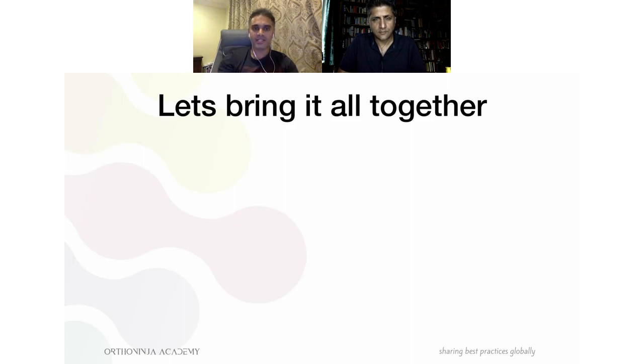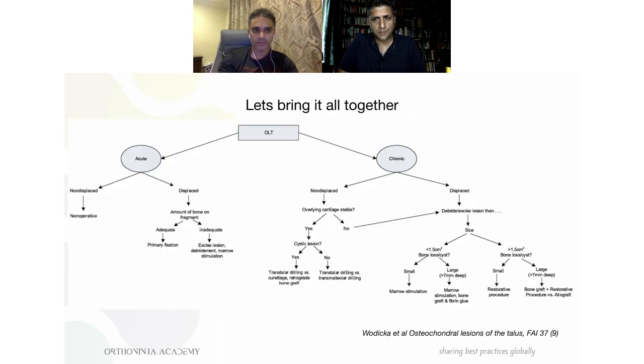So let's try to bring this all together now and work on our treatment algorithm based on the evidence we've looked at. You've got an OLT. You've got to decide firstly, is this acute or chronic? Because we do know, and I apologize, I've not touched on this, the poor prognostic factors for treating an OLT are the size of the lesion, the presence of a cyst, and the duration of symptoms. So if you have symptoms beyond a year, you've probably got lesser chances of better outcomes.